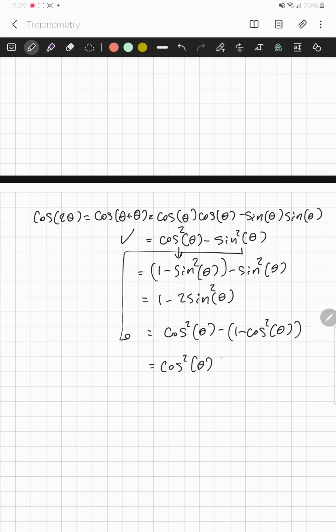After that, we have 2 cosine squared theta minus 1. This equation, this trigonometric identity. We have this trigonometric identity.